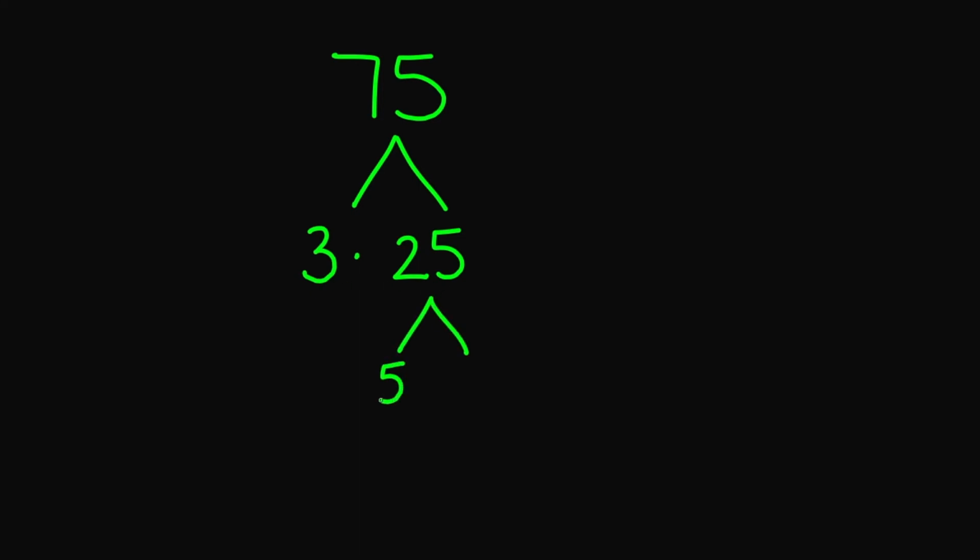Let's try the number 75. I'm going to factor this into 3 times 25. My 3 is a prime number. I can no longer factor anymore, but I can factor my 25 into 5 times 5. Left with prime numbers. I cannot factor anymore. So your final answer is 3 times 5 to the second power.